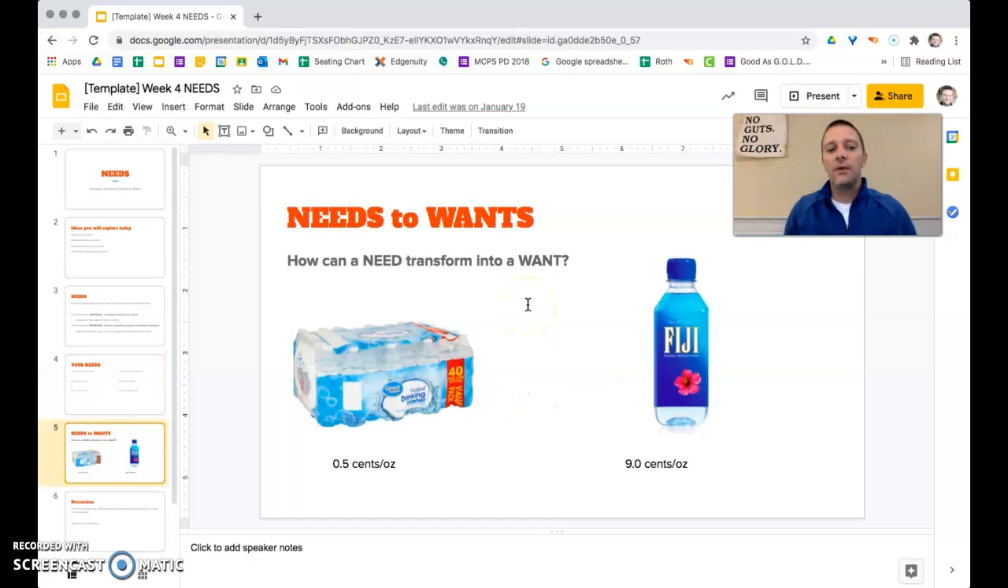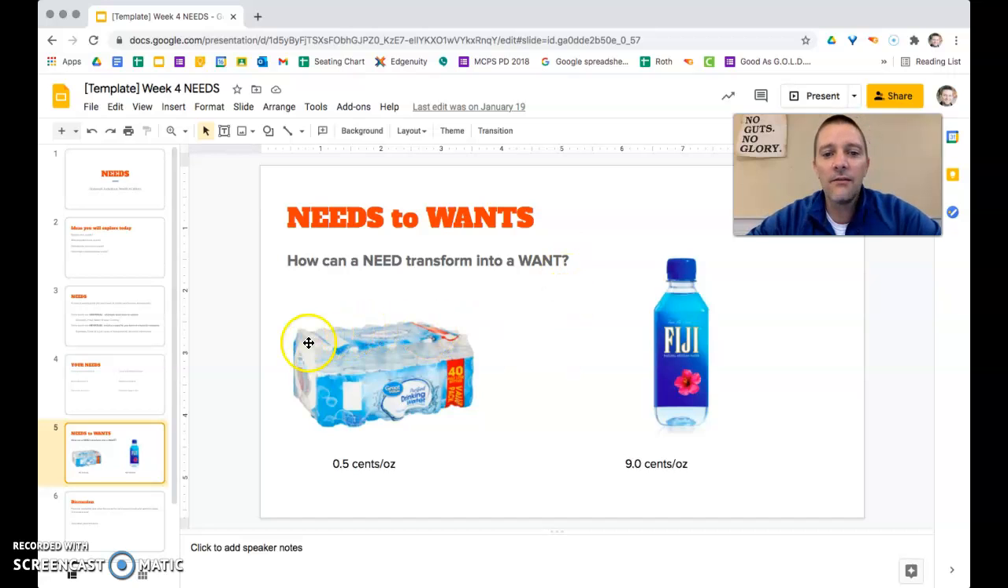So one concept that I really want to think about today is this: needs to wants. How can a need transform into a want? In our society, we're consumers, right? We take our money and we buy things with it. And companies have gotten really good at understanding that we do have needs, and they try to convince us that their product is a need. And if they can convince us well enough, they can really overcharge for it.